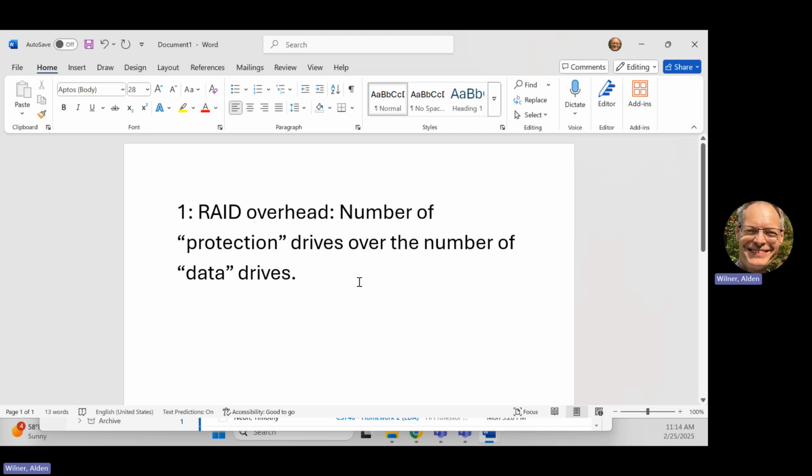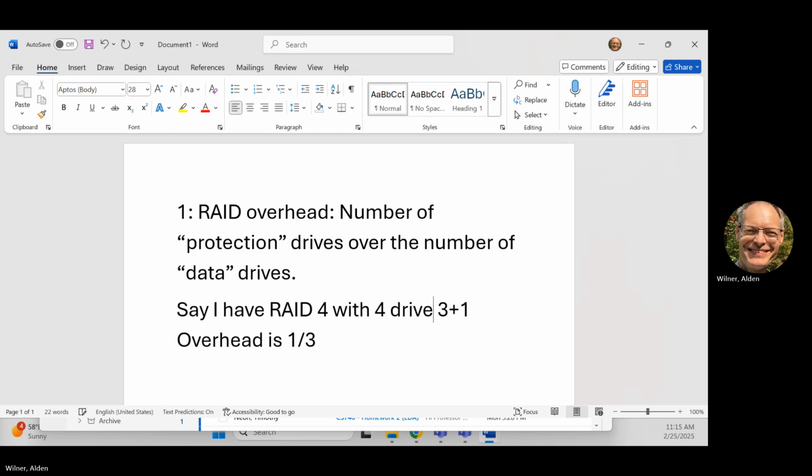So say I have 4 drives, 3 plus 1, call that RAID 4, 3 plus 1, or RAID 5, 3 plus 1, right? Then the overhead is 1/3 because 3 of those drives are data. So it's a RAID 3 plus 1. That is 3 data plus 1 parity. Overhead is 1/3.